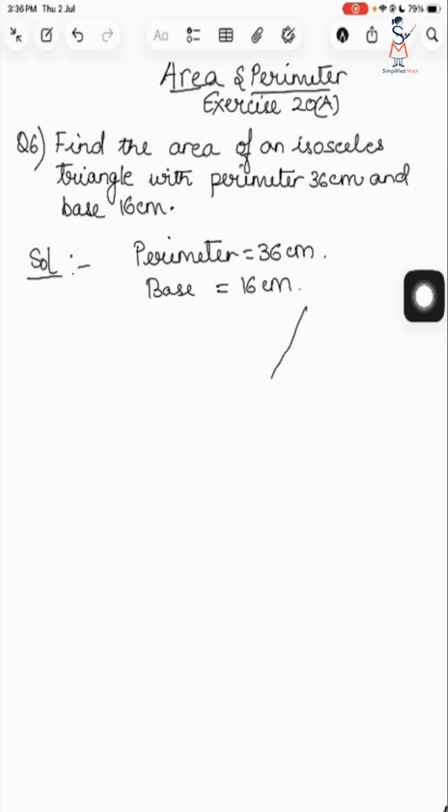What is given in this? The perimeter of the isosceles triangle is given, that is 36 centimeter, and the base of the triangle is 16 centimeter. We know in an isosceles triangle, two sides are equal and the base is given, that is 16 centimeter. So the remaining sides which are not given, they are equal.